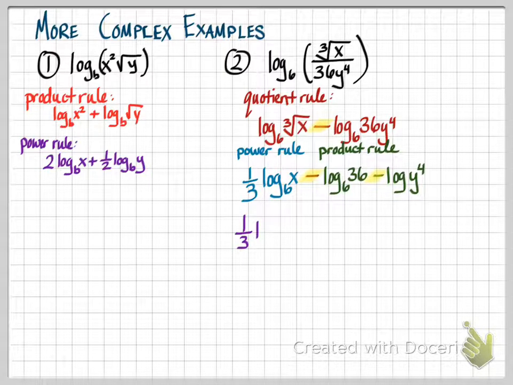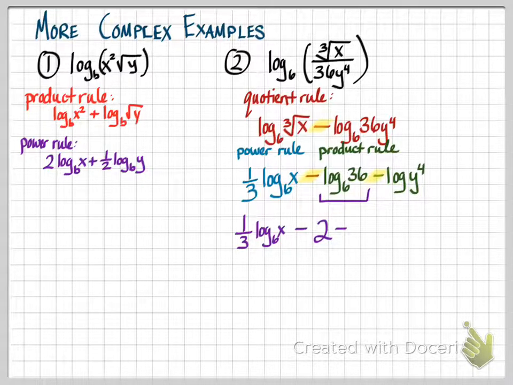They have to be subtracted because the original log base 6 of 36y to the 4th was being subtracted. So everything that it splits up into needs to be subtracted. It's kind of like we're distributing the subtraction to each of those pieces. So now we'll rewrite the first piece because it's finished.